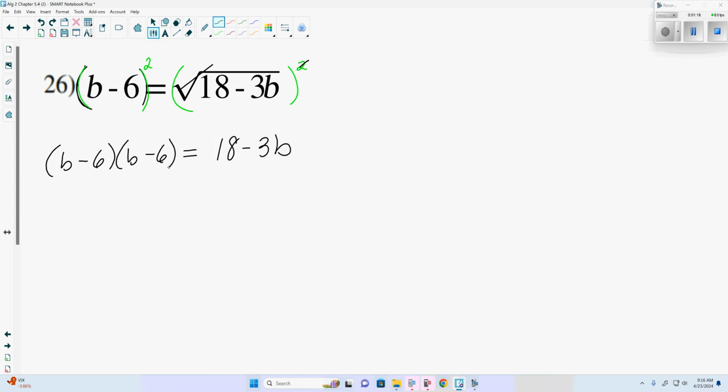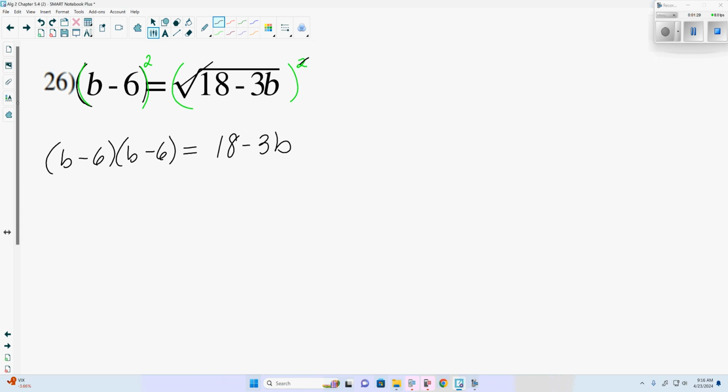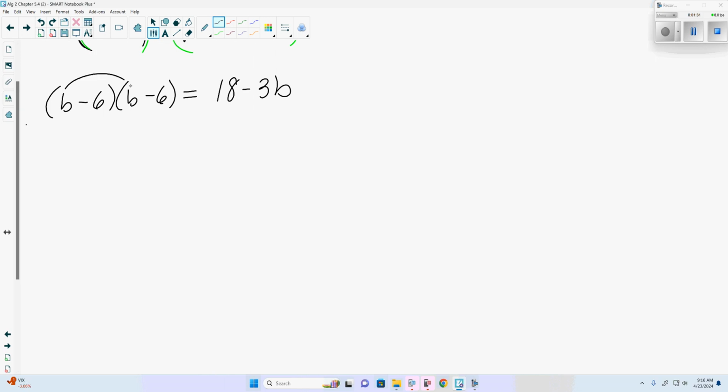And as tempting as it is to just say that this is b squared plus 36, or just squaring both terms, we really have to multiply this out. So the first thing we're going to do is distribute the b. b times b is b squared. b times negative 6 is negative 6b. Negative 6 times b is negative 6b. And negative 6 times negative 6 is plus 36.